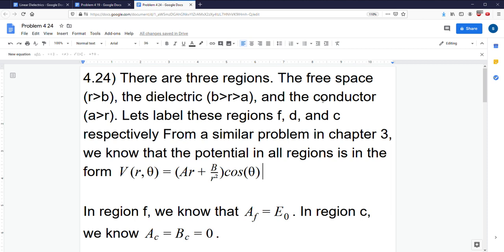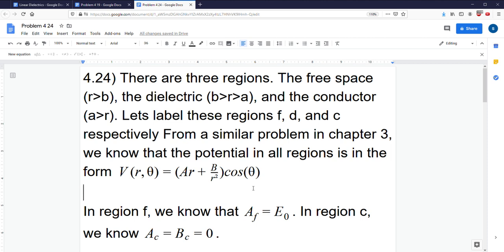Now 3 of them we know right off the bat. Because of the similarity to example 3.8, we know that in the free space, the A term is equal to E naught. That is the strength of the electric field where there's no sphere. We also know that inside the conductor, potential is constant, which means AC and BC are equal to 0.